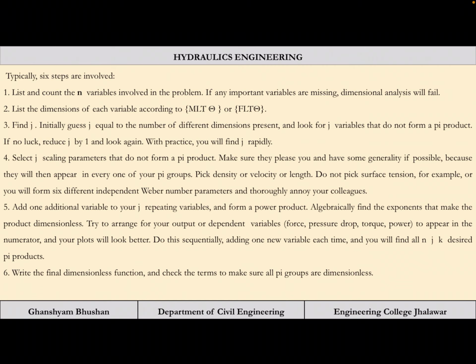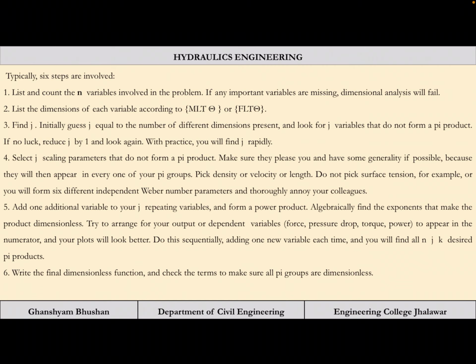Then we have to find j. Initially we have to guess it, but as you solve a number of problems, you will easily and rapidly be able to find the value of j. Next we have to select scaling parameters that do not form a pi group. You will check how to do that. Then we add one more additional variable to j, the repeating variables. So j is nothing but the repeating variables, and we will form a power product group that will be termed as pi.